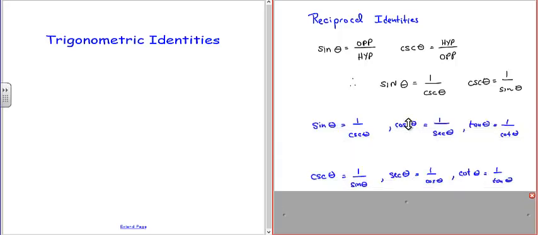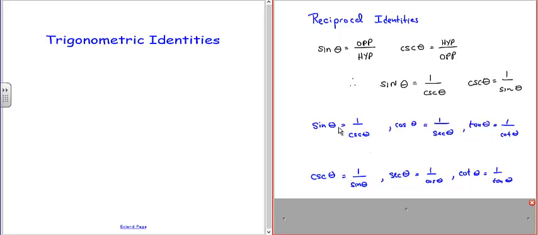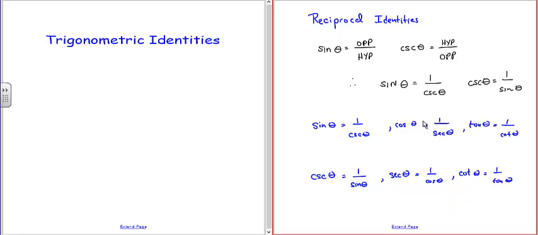And you can do that for all of them. So we did it with the sine and the cosecant. The secant and the cosine are reciprocal relationships. So the cosine is 1 over the secant, secant is 1 over the cosine, and with the tangent, the same thing. Tangent is 1 over the cotangent, cotangent is 1 over the tangent. Those are called reciprocal identities.